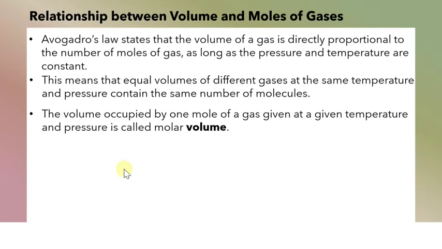So the volume occupied by 1 mole of a gas at a given temperature and pressure is called molar volume. Okay. The volume occupied by 1 mole of a gas. All right, so the sentence here wasn't correct. So the volume occupied by 1 mole of a gas, so you ignore this given here, of a gas at a given temperature and pressure is called molar volume.